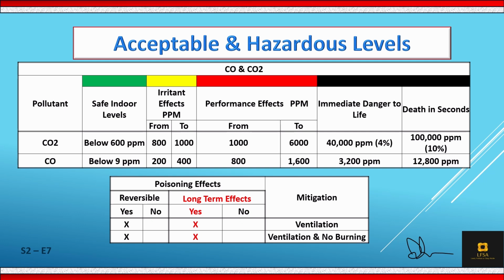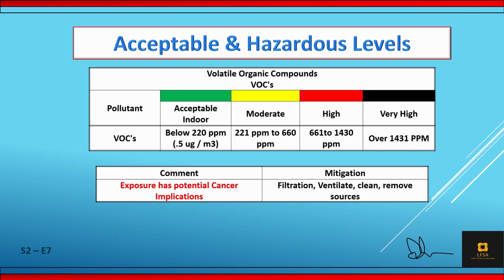The takeaways for this chart are: 1, there are safe levels for both gases. 2, the effects of each become apparent starting at low levels, which can be noticed. And 3, death is certain at higher levels. The mitigation, again, is simple: ventilation, no exhaust from vehicles, and no burning of material. The final slide shows VOCs.